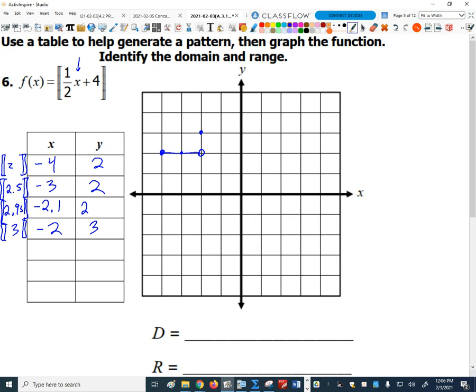Well, what's going to happen? If I keep going forward with this, if I put in -1, 1/2 times -1 is -1/2 plus 4 is 3.5. The floor of 3.5 is 3, so I'm still there. But when I get to 0, 1/2 times 0 is 0 plus 4. I jump up, don't I? I get the floor of 4, which is 4. So I jump up again. So we can see the pattern here, can't we? It just goes like this. Right? We're just going to follow that pattern forever.